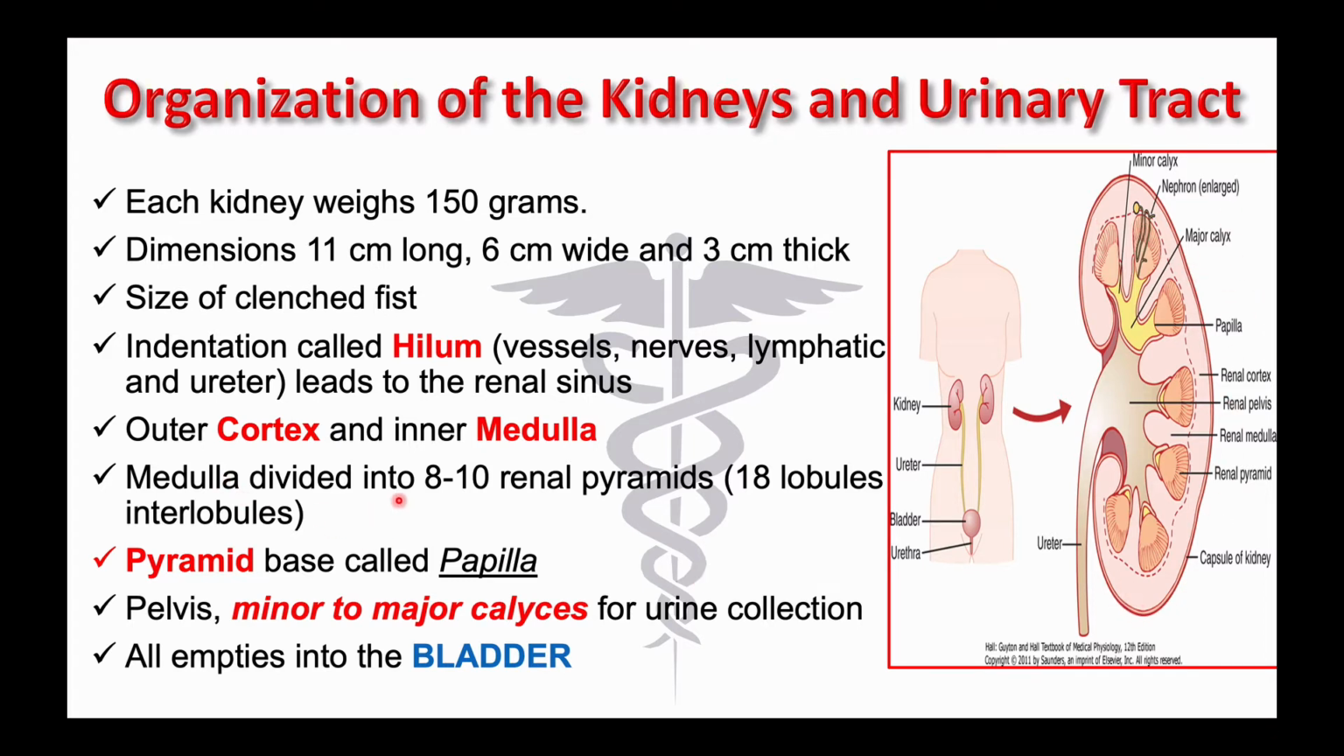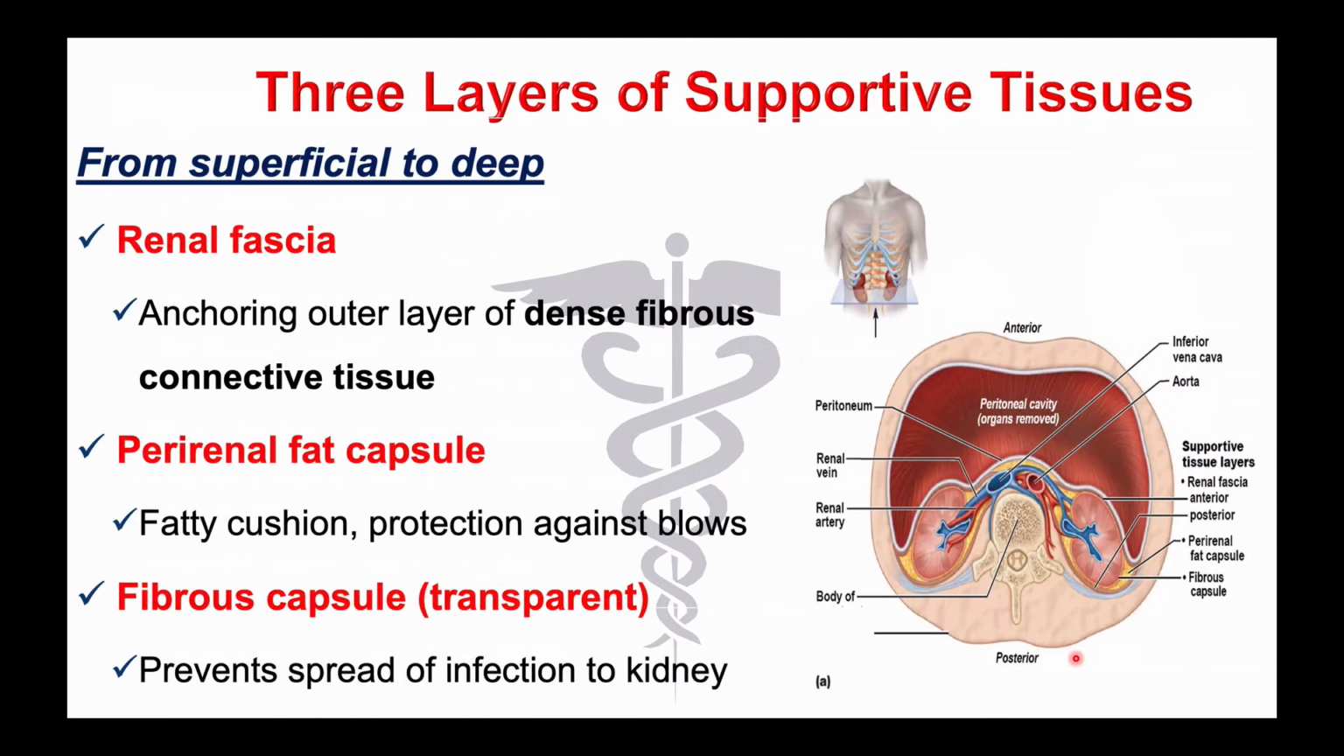Okay, medulla is divided into 8 to 10 renal pyramids. These are the renal pyramids you can see here, and the pyramid tip is called the papilla, to which the minor and the major calyx are connected. Okay, so all the urine that is drained, we call it urine efflux. So every minute there is urine efflux continuously, and that urine comes through the ureter in this way, and reaches the bladder.